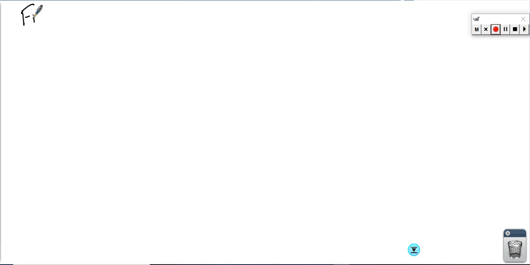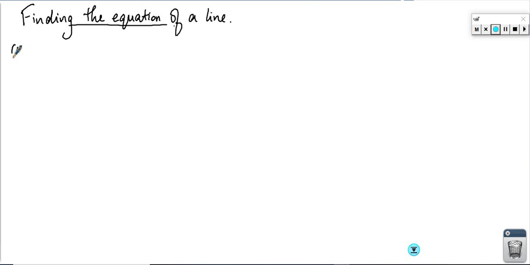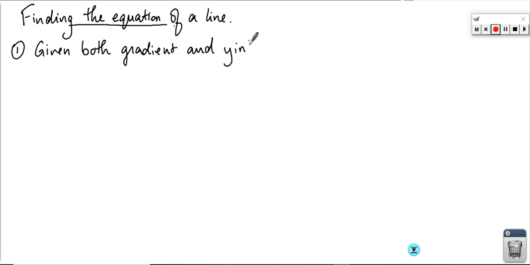Finding the equation of a line. Number 1, you are given both gradient and y-intercept. So basically you don't need to find anything. Let's work out an example.